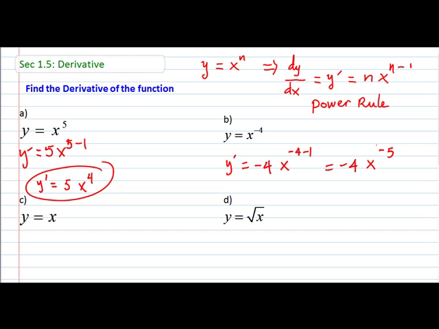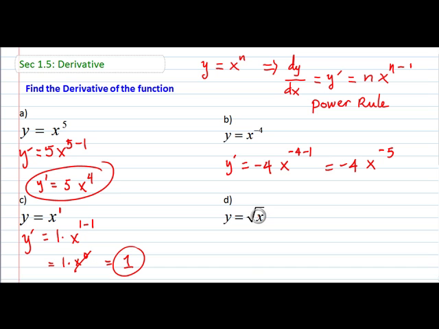Part C, we do the same thing. I have y equal to x, but this is the same as y equal to x to the first power. So therefore y prime will be 1 times x to the 1 minus 1, equal to 1 times x to the 0. But x to the 0 is always 1, so 1 times 1 is 1. So therefore the derivative of x is always 1. Please remember that.